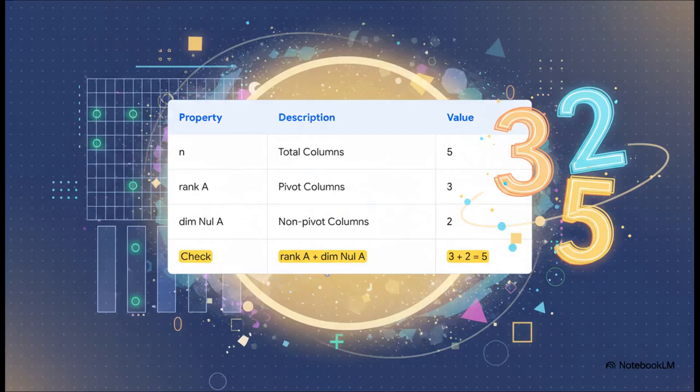Let's see this in action with that example from before. Our matrix had 5 columns in total. We found its rank. The number of pivot columns was 3. That left 2 non-pivot columns, which means the dimension of the null space is 2. And what do you know? 3 plus 2 equals 5. The theorem holds perfectly. It always does.